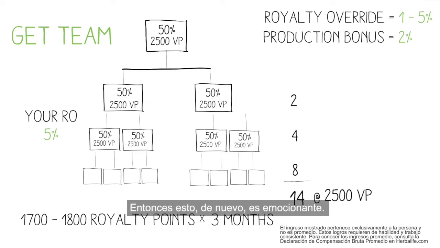So this, again, gets to be exciting. You can get 7%, 7%, 7%, and the 2% can even go beyond the first three lines. So that's Get Team.